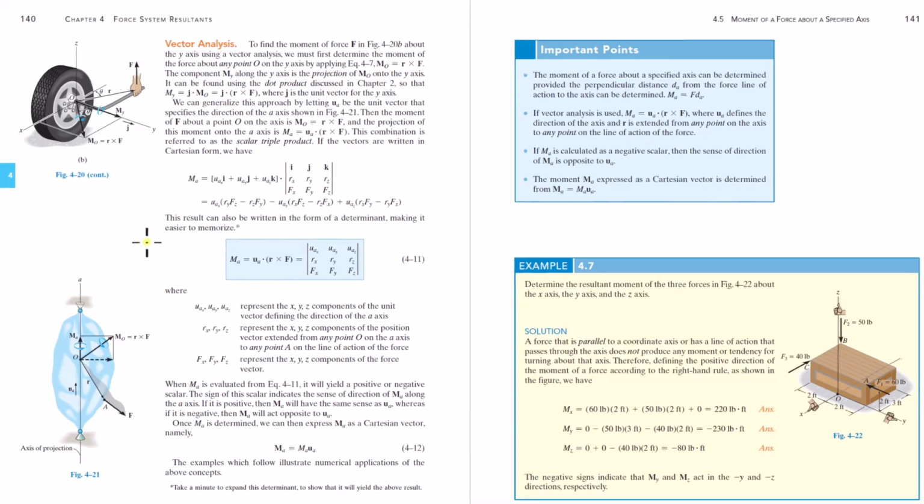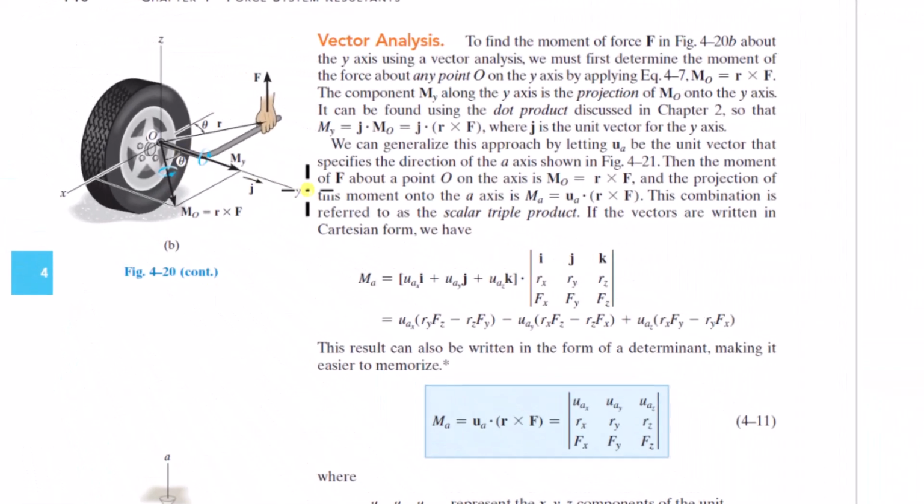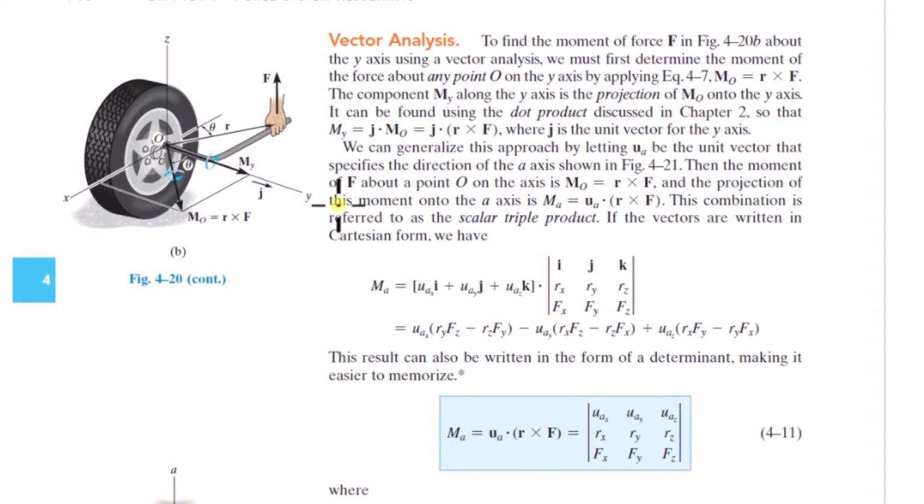Okay, now doing this with vectors, what you do is you find r cross f for any point along that axis that you're interested in. Depending on the point you select, you're going to get a different moment vector, but then you find the projection of that vector onto your axis. So when you do r cross f for any point along that axis, the vector you get is going to be on that axis, something like this, right?